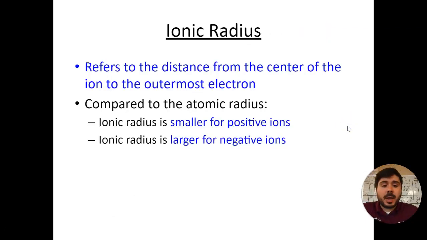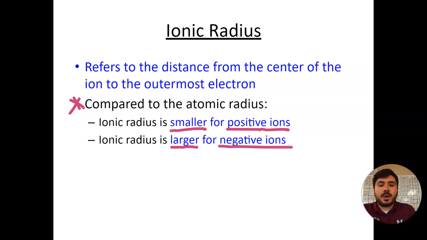Now, ionic radius. And really the main takeaway here for ionic radius needs to come from this bullet point right here, comparing to the atomic radius. Compared to the atomic radius, the ionic radius is smaller for positive ions. And for negative ions, it's going to be larger.